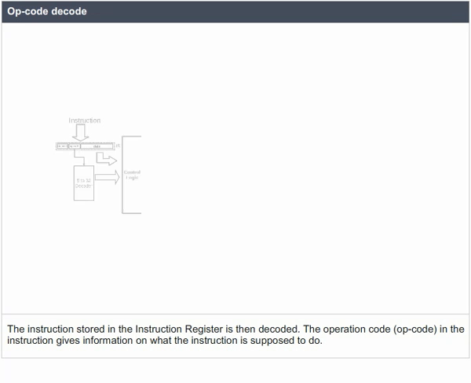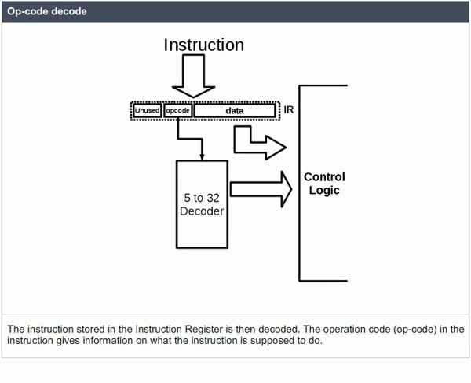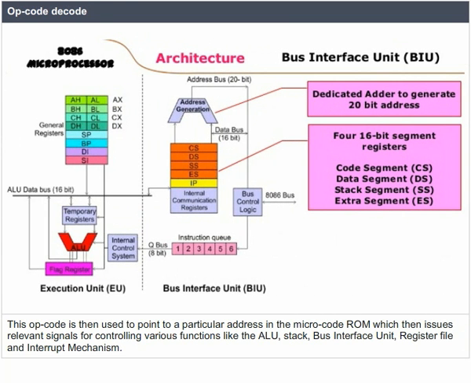Opcode decode. The instruction stored in the instruction register is then decoded. The operation code, opcode, in the instruction gives information on what the instruction is supposed to do. This opcode is then used to point to a particular address in the microcode ROM, which then issues relevant signals for controlling various functions like the ALU, stack, bus interface unit, register file, and interrupt mechanism.